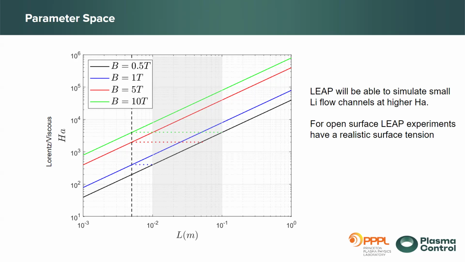So if you develop something at 10 centimeters in size in LEAP, that correlates to the Hartmann number and the correct Lorentz ratios in a 5 millimeter channel in a much higher field. So LEAP can be used to simulate these small lithium flows at higher Hartmann numbers. And for open surface, it will also have more realistic surface tension effects than Galinstan and other proxies.